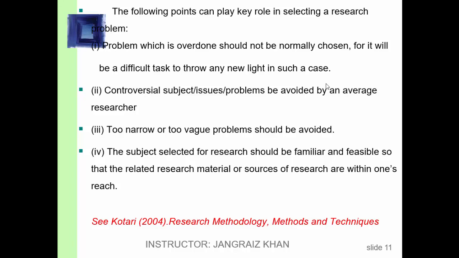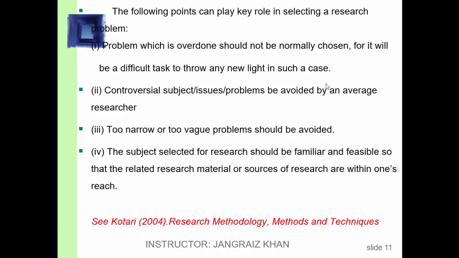Secondly, controversial subjects, issues, and problems should be avoided by an average researcher. It depends on the researcher. If the researcher is an average researcher, he should avoid controversial subjects and controversial issues because he may not be able to give expert opinion. He may not have the skills which are required for such technical issues.